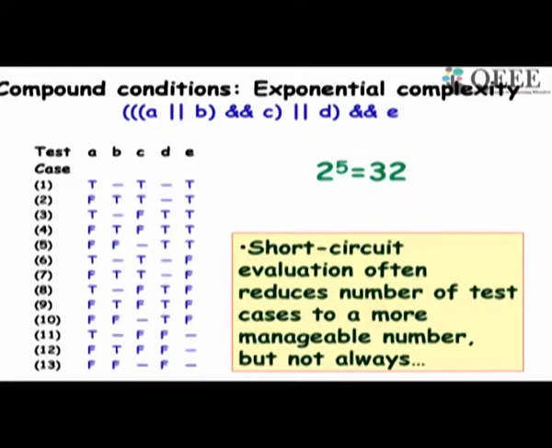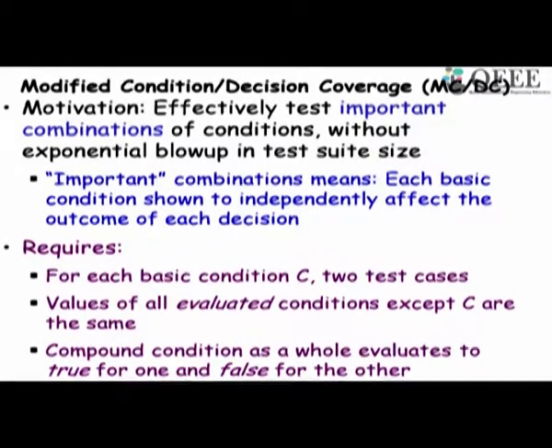But when the number of component conditions is 10 or 20, multiple condition coverage becomes very difficult to achieve. To achieve bug detection as much as multiple condition coverage without having an exponential number of test cases, we use the modified condition decision coverage, or MCDC coverage. In MCDC coverage, the number of test cases becomes linear in the number of conditions.